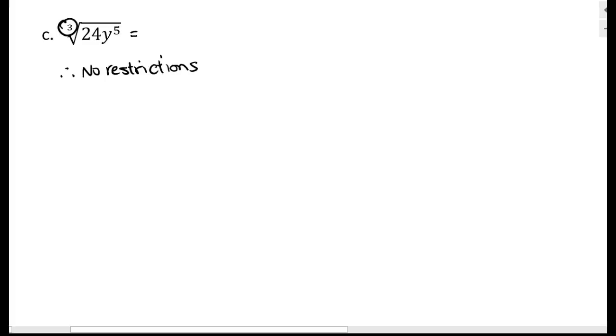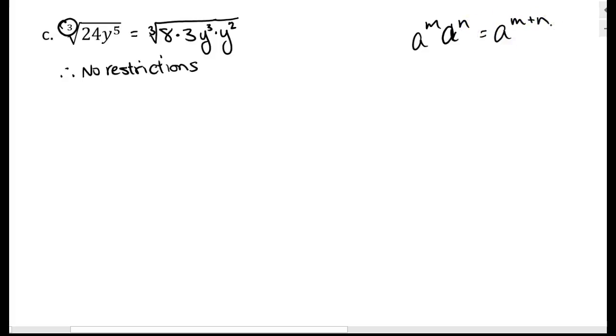I'm looking for a perfect cube that goes into 24, and that will be 8. If I want to use 8, I need to consider what it multiplies by, which is 3. Remember to keep your index there, don't drop it. Y to the 5 also has a perfect cube within it, remembering that power law that I mentioned earlier, where anything to the power of any power with a common base, we add the exponents. So vice versa, we can break them down.